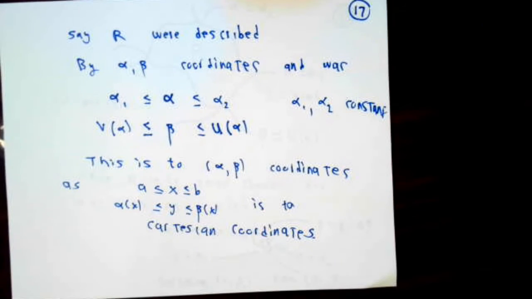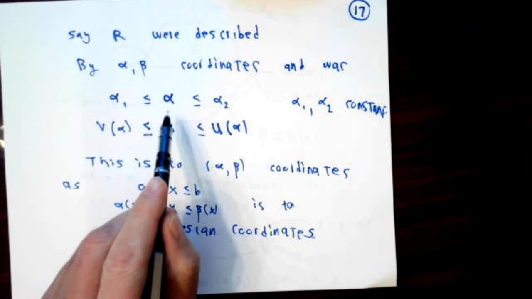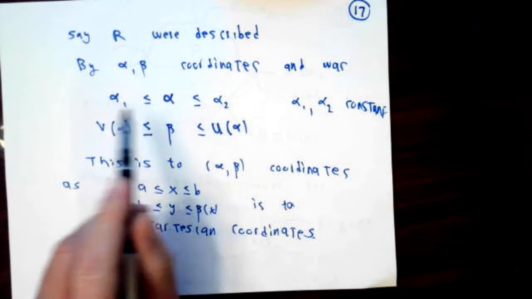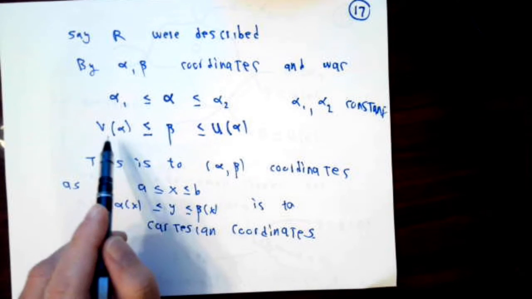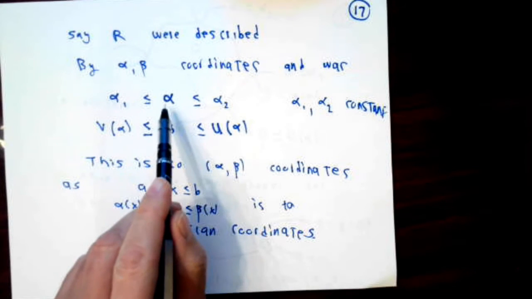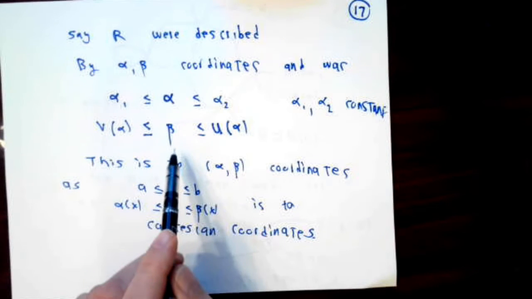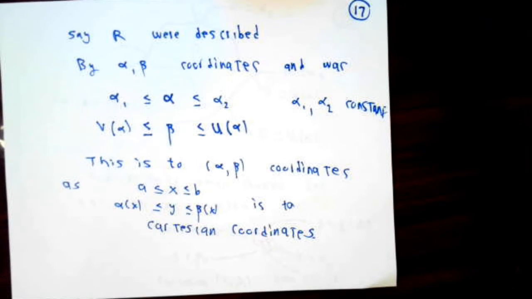So I'm going to describe that region using these other coordinates. Just for convenience, I'll assume that it's the alpha that has bounds that are actual numbers. So alpha 1 and alpha 2 are constants. The alpha coordinate will be allowed to vary between them. Beta is going to vary between two functions of alpha. So if alpha were x and beta was y, we would be talking about the same kind of situation we discussed in Fubini's theorem.